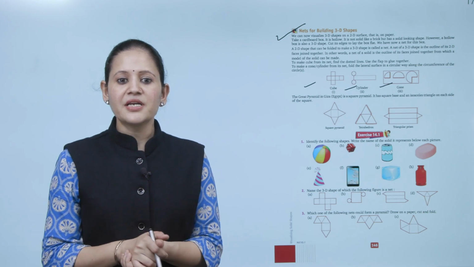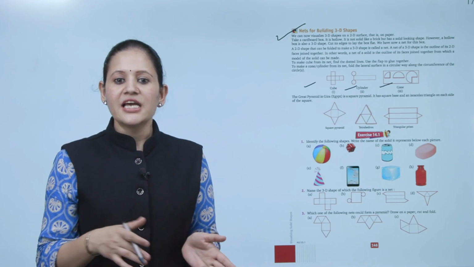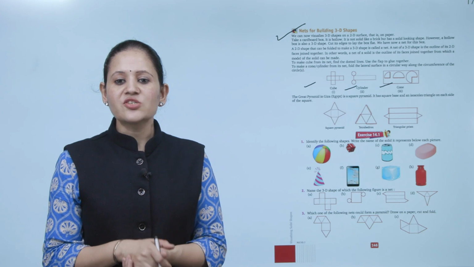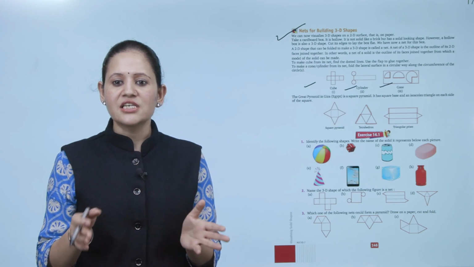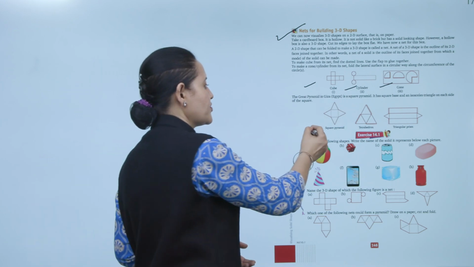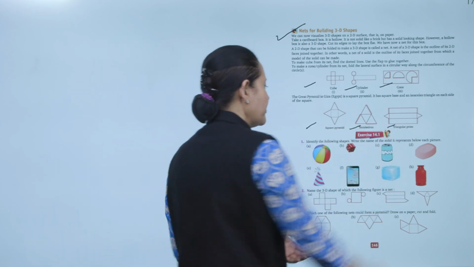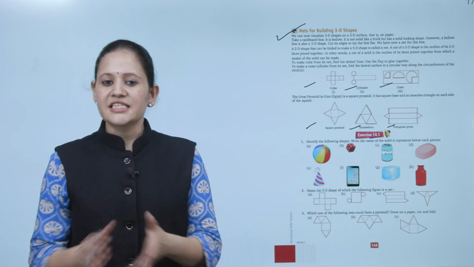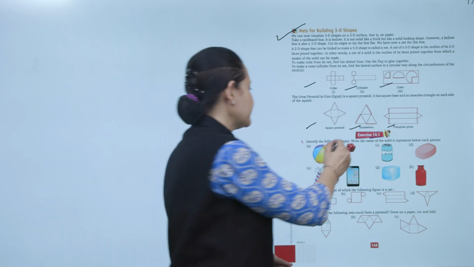Clear? The Great Pyramid of Giza in Egypt is a square pyramid. It has a square base and an isosceles triangle on each side of the square. This is the net of a square pyramid, tetrahedron and triangular prism. Clear? Next is exercise 14.1.